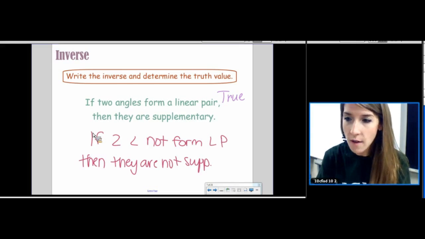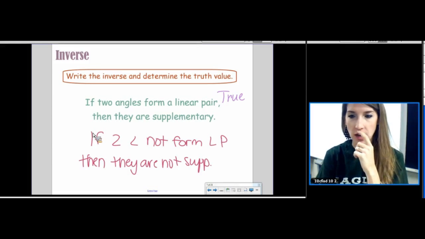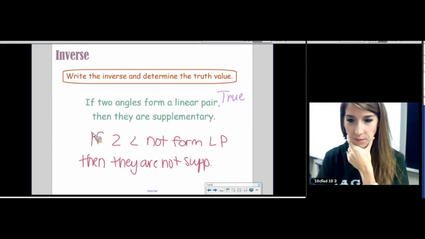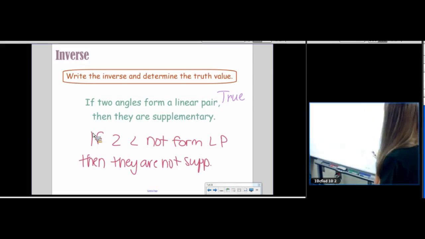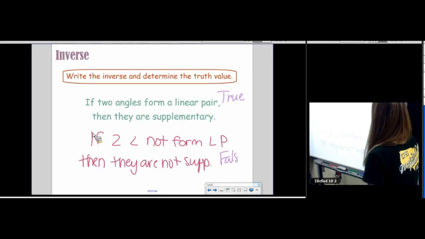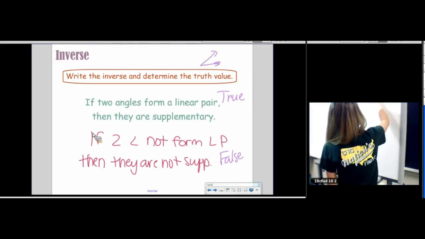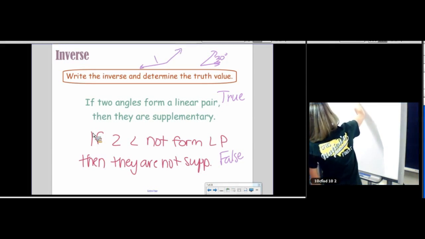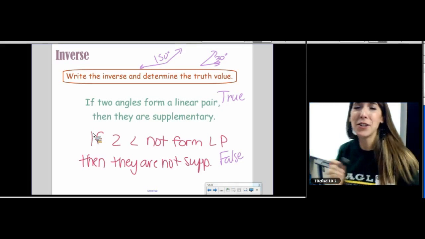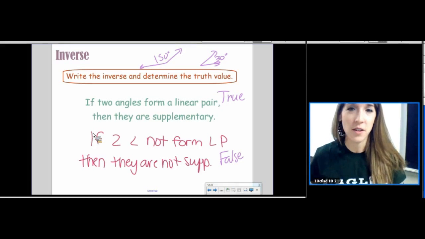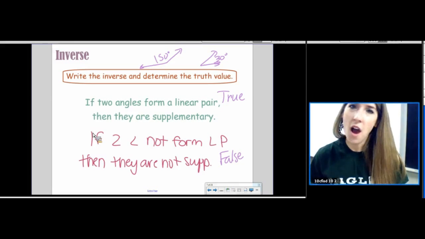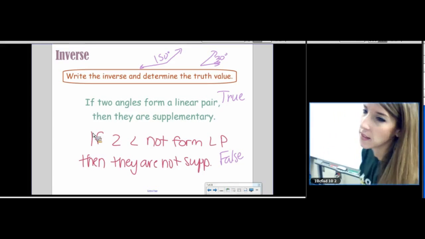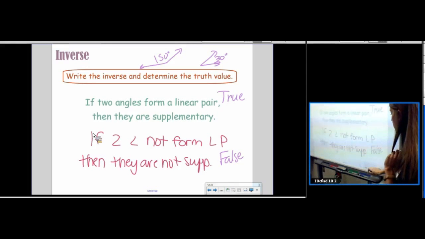If two angles do not form a linear pair, then they're not supplementary. True or false? These not ones are hard. Good, it's false. Because I can draw two angles that are supplementary. Look at those two. They are supplementary, but they do not form a linear pair. Linear pair means they're adjacent to each other. So that's why the original is true and the inverse is false.